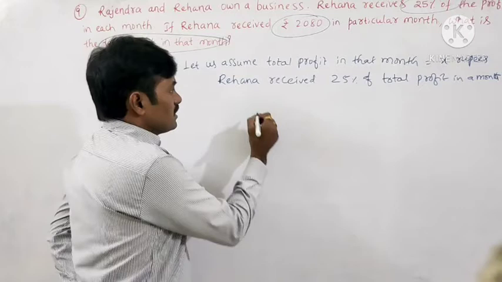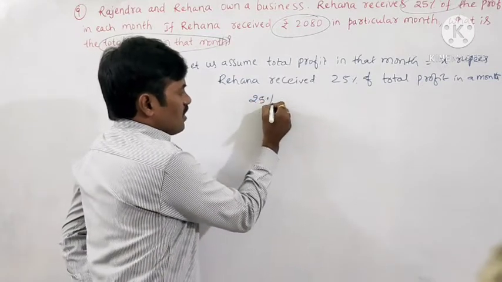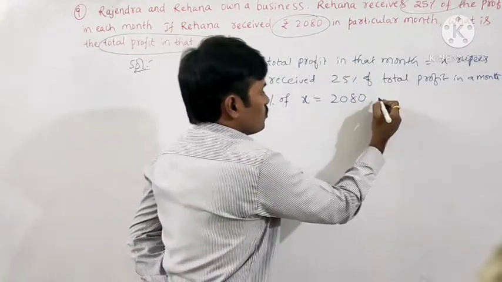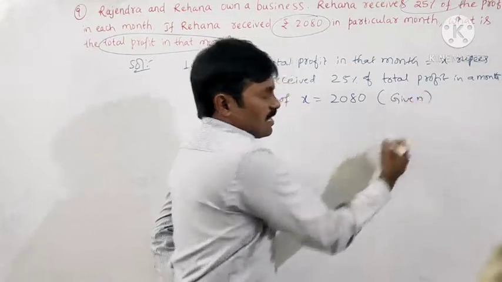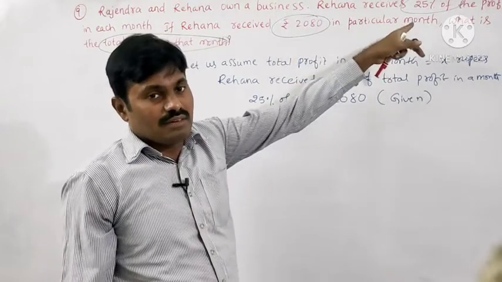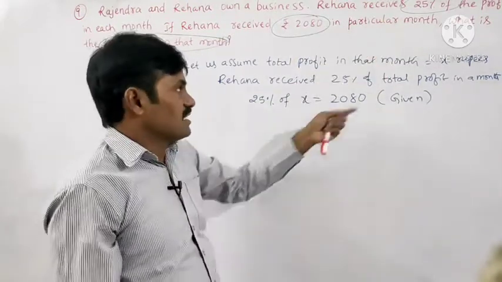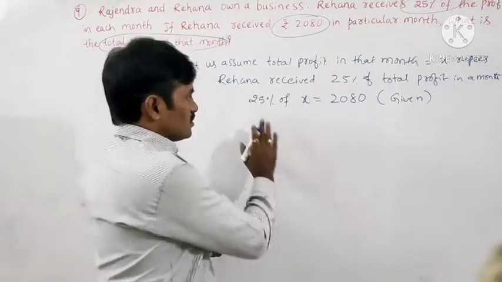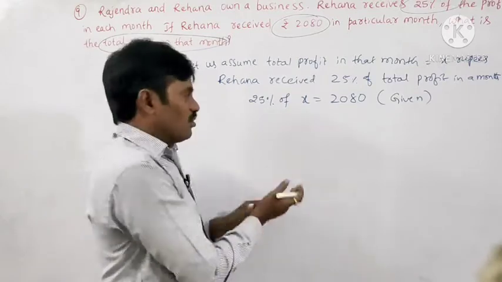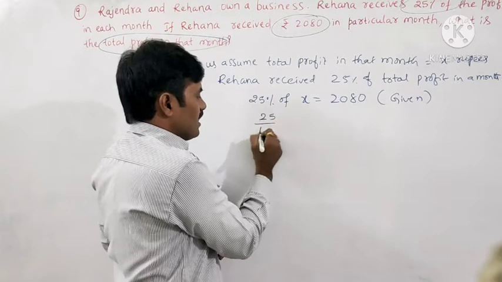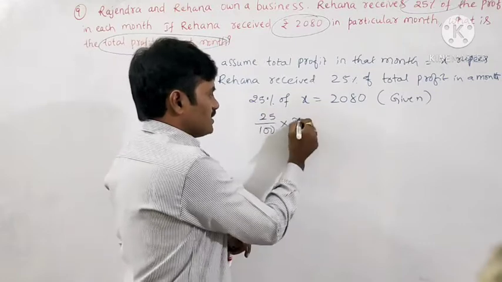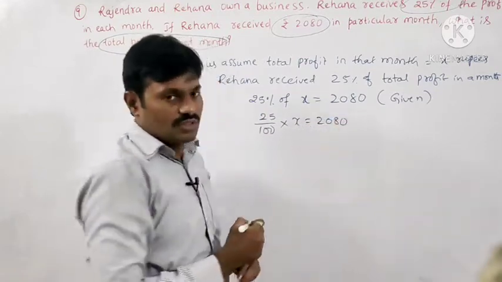That means it is 25% of X rupees, and the given amount is 2080 rupees. She receives 2080 rupees in that particular month, so this is nothing but 25% of the total profit. This is my diagram. Now, how to find the equation? 25% means 25 by 100, since percent means per 100. So 25% of X: 25 by 100 into X is equal to 2080.